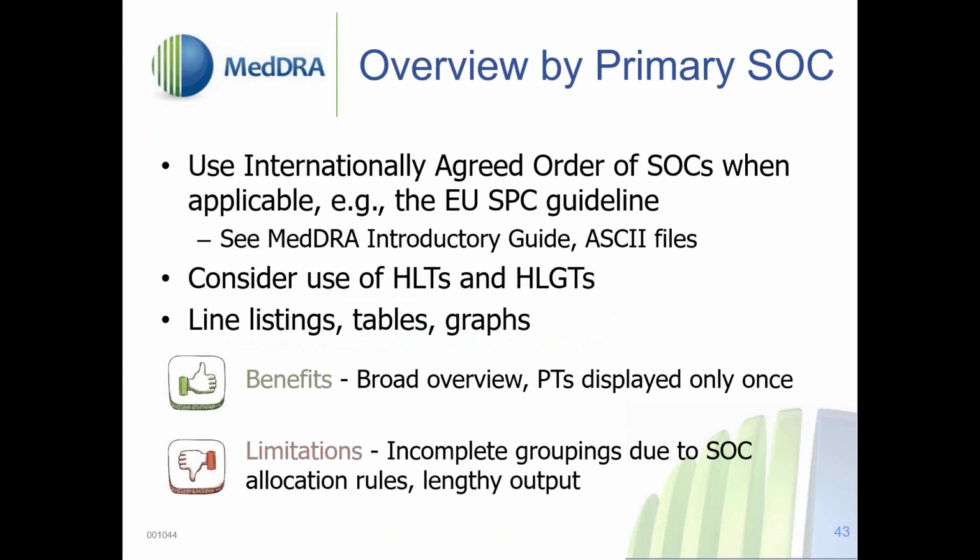However, the limitation of the primary SOC approach can be that we get incomplete groupings due to primary SOC allocation rules, because medically related events are distributed across many system organ classes, as mentioned with the example of the hepatic disorders before. And also the output by primary SOC may be quite lengthy, especially when creating line listings.